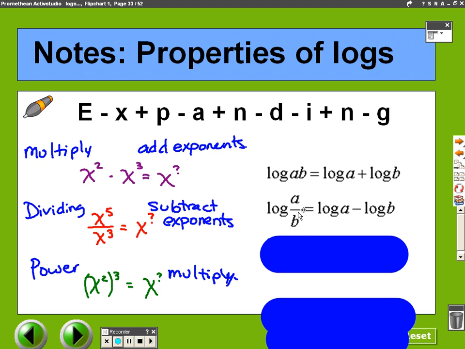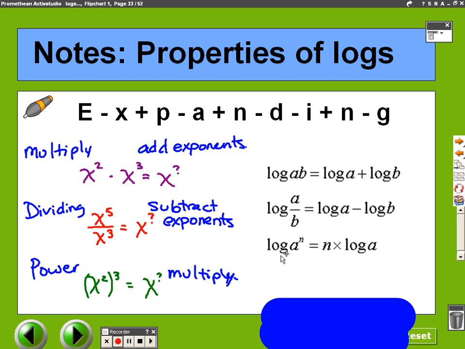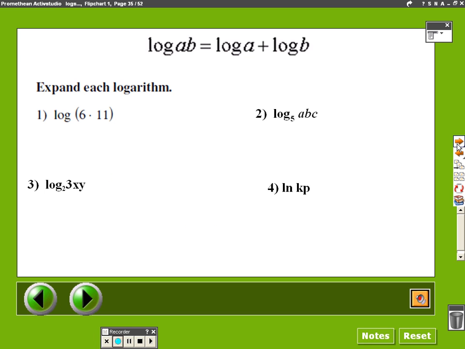When we have log of a divided by b, we can expand it to log a minus log b. And if we have log of a to the nth power, that power ends up being multiplied. So we bring it out in front, n times log a. We wouldn't write an x because that kind of looks like a variable. We would just write n log of a. Okay? All right, so let's try some.